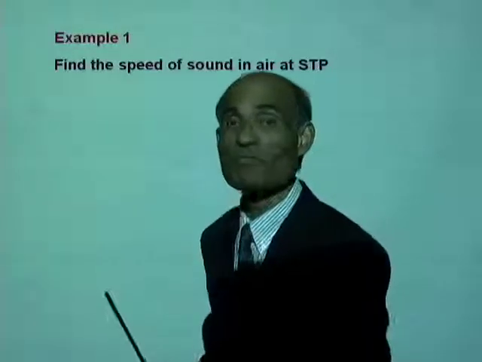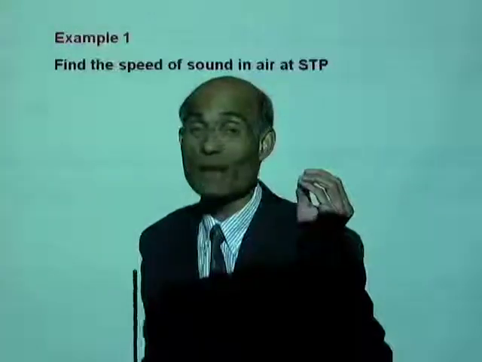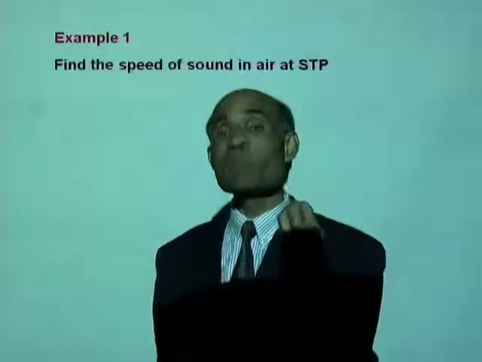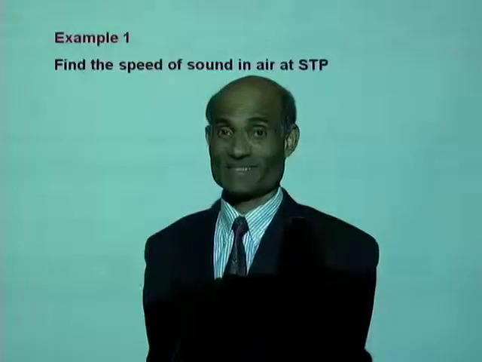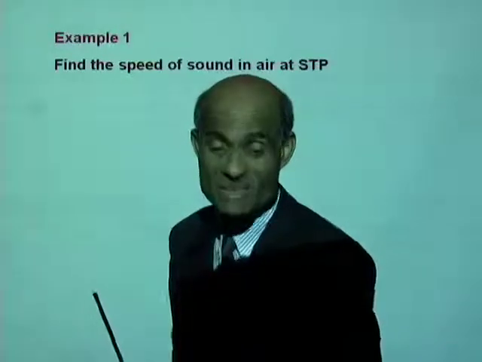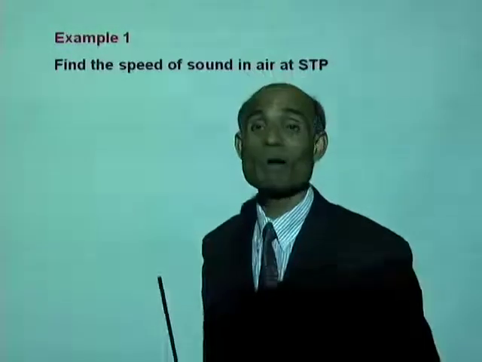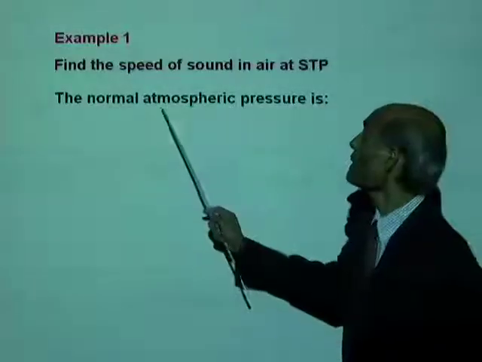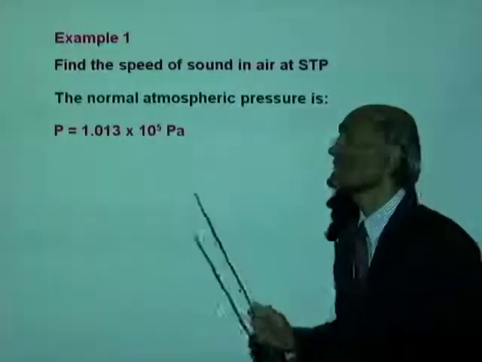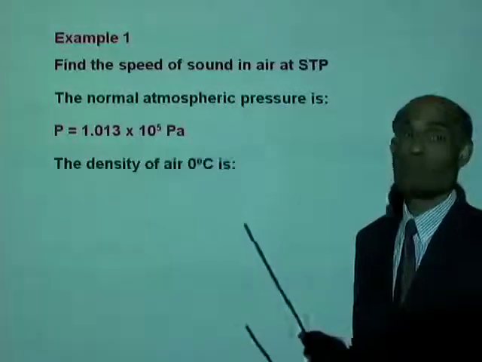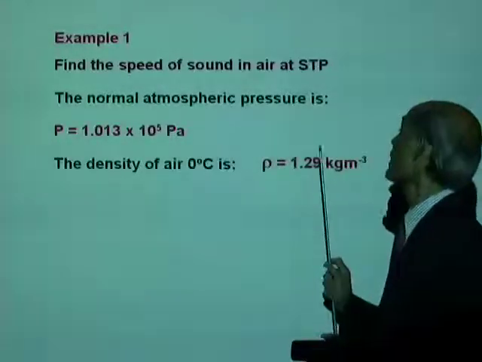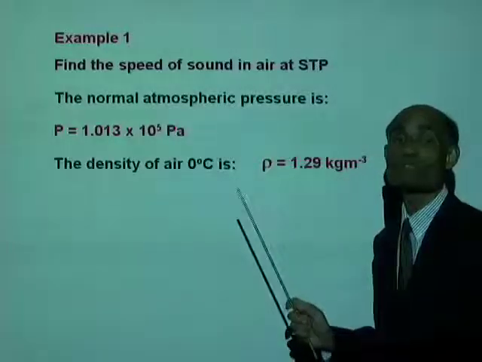Now, do you remember from the discussion we had in Physics 1? What is 1 atmospheric pressure in Pascal? Yes? It'll be 1.01 times 10 to the power 5 Pascal. The normal atmospheric pressure is 1.013 times 10 to the power 5 Pascal. And the density of air at 0 degrees Celsius is 1.29 kilogram per meter cube.